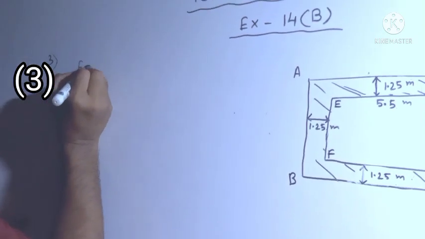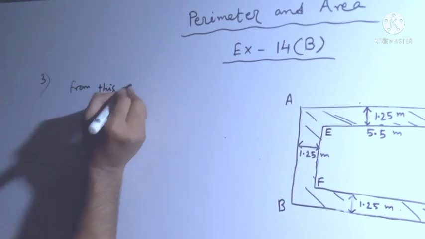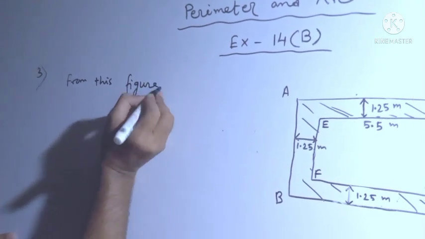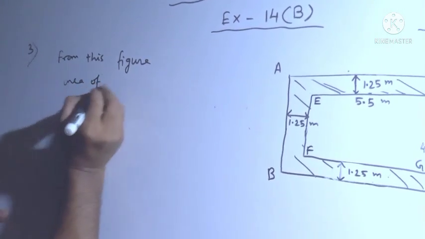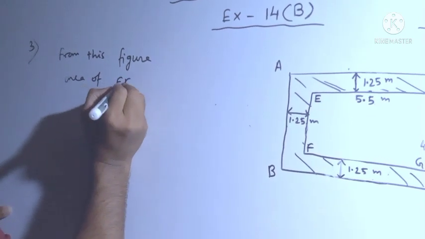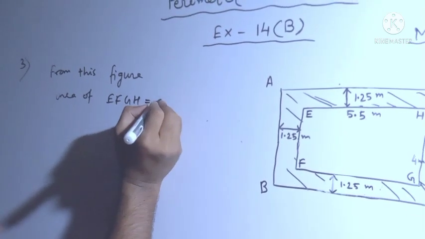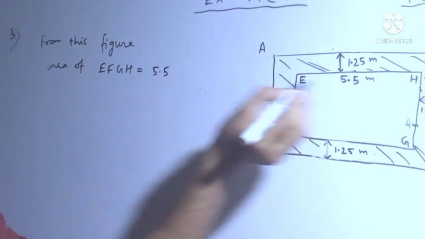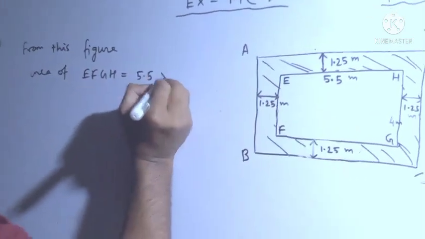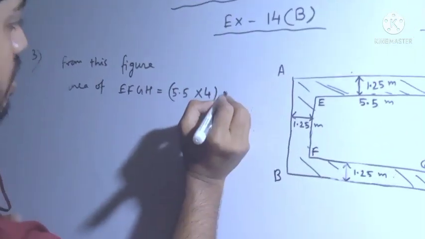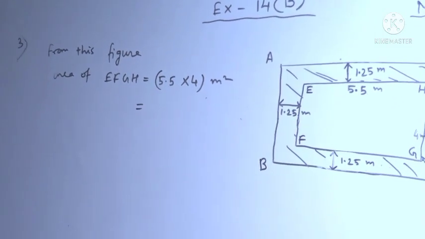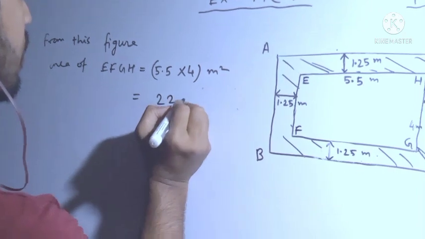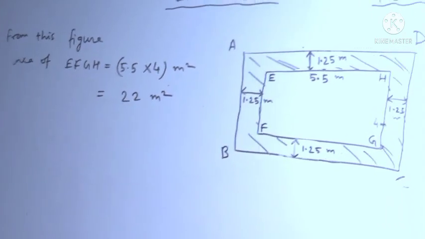From this figure, area of EFGH equal to 5.5, length is 5.5 meter and breadth is 4 meter. That means after multiplication we will get 22 meter square, okay.